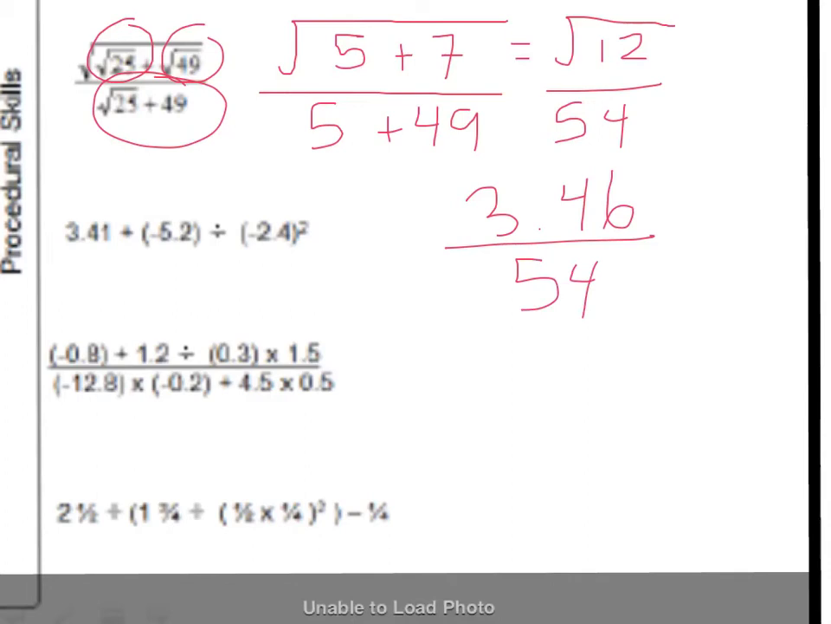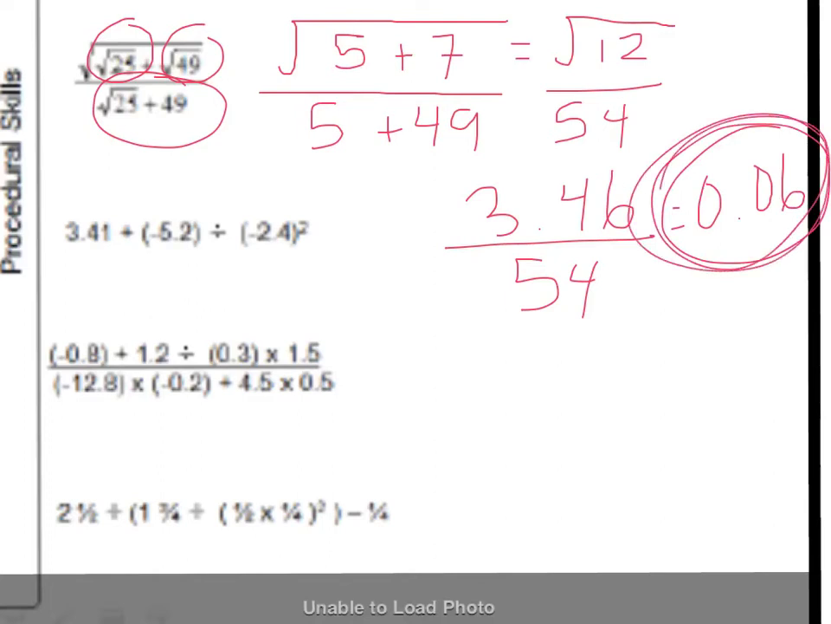So 3.46 divided by 54, and I get an answer of 0.06. It's okay if it's a weird looking decimal. We're dealing with rational numbers. Rational numbers are all decimals, all fractions. 0.06 is a good rational number. It's just a weird looking decimal.